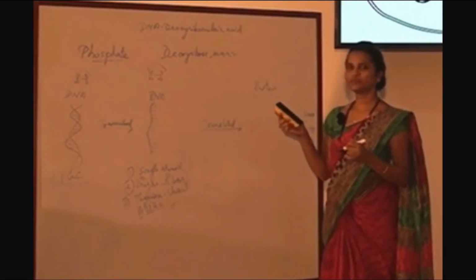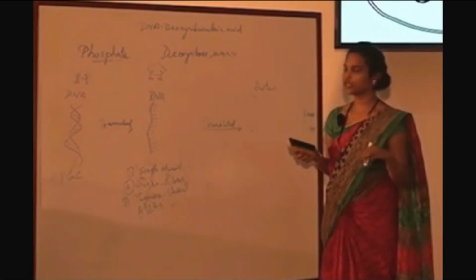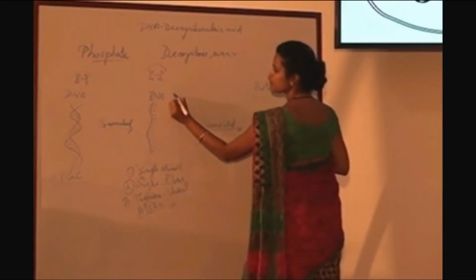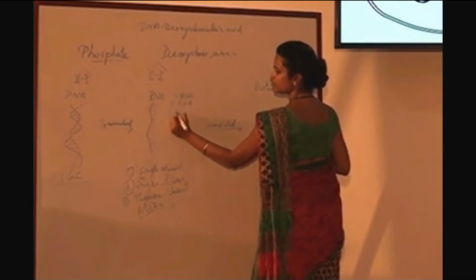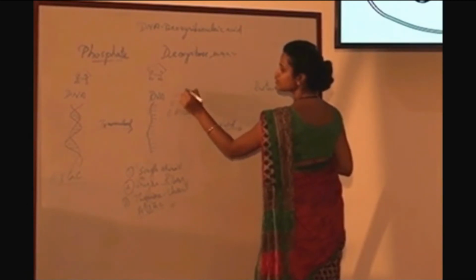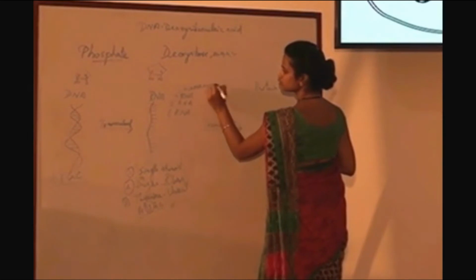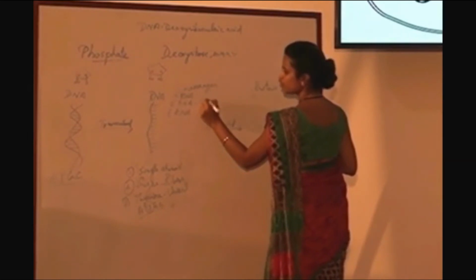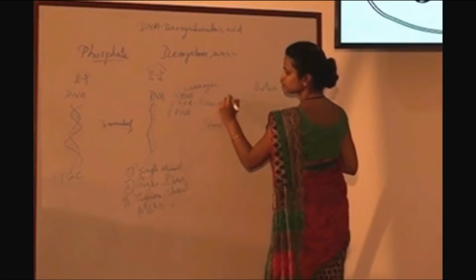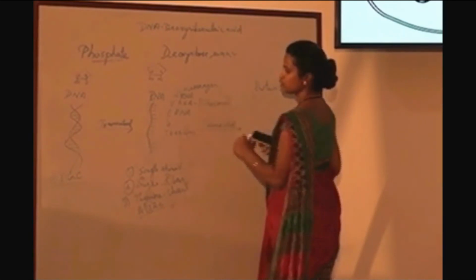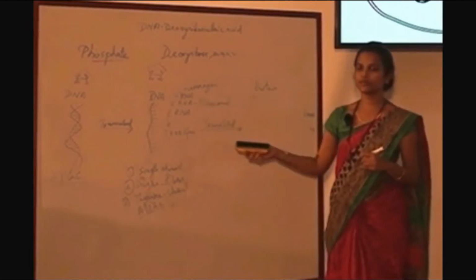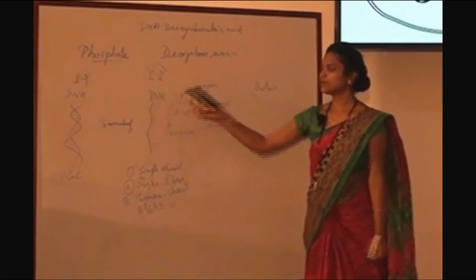And apart from that, RNA has three more types. The first one is mRNA, rRNA and tRNA. mRNA is messenger RNA, rRNA is ribosomal RNA and tRNA is transfer RNA. These three molecules help in the translation of RNA to protein.